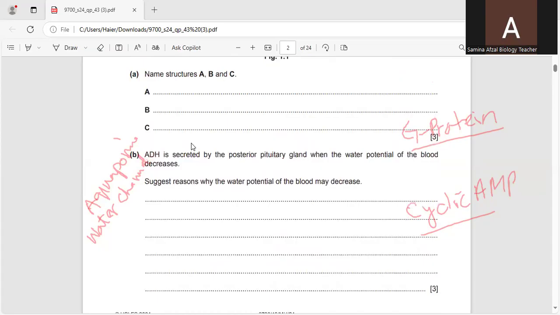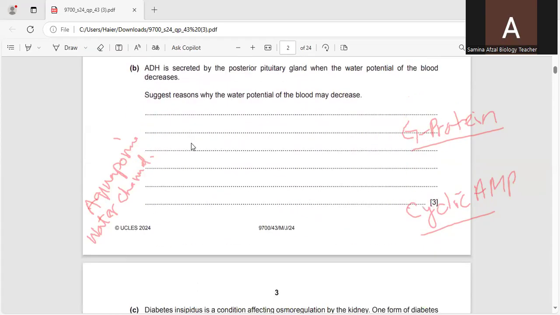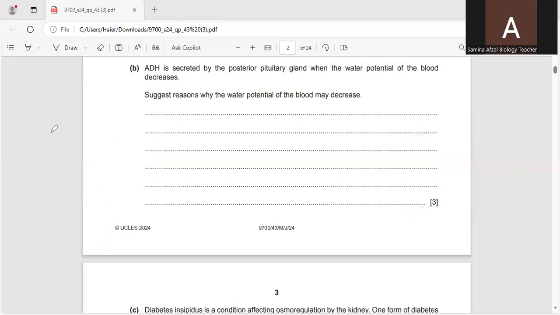Now, moving towards the next question. The next question is: ADH is secreted by the posterior pituitary gland when the water potential of the blood decreases. Suggest why the water potential of the blood may decrease. There are many different reasons why the water potential of the blood is decreased. One of them is dehydration.